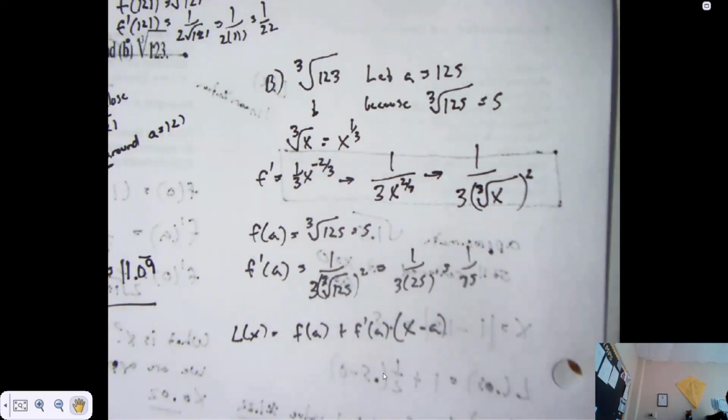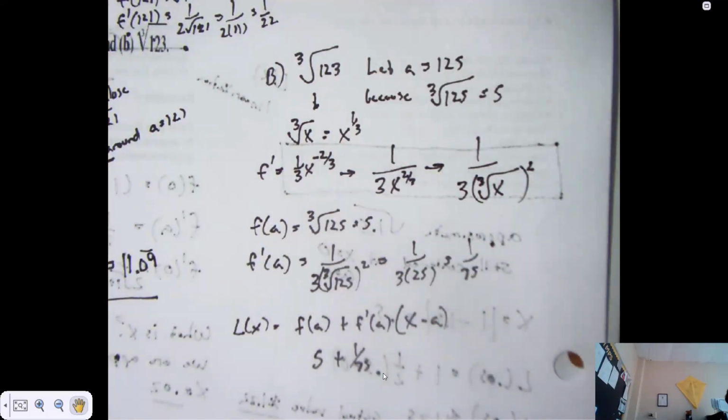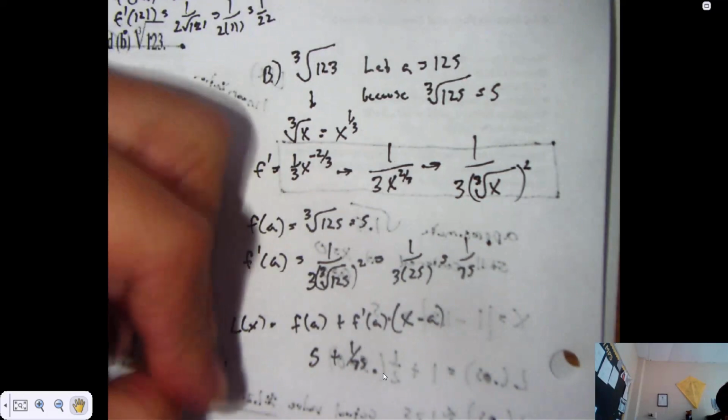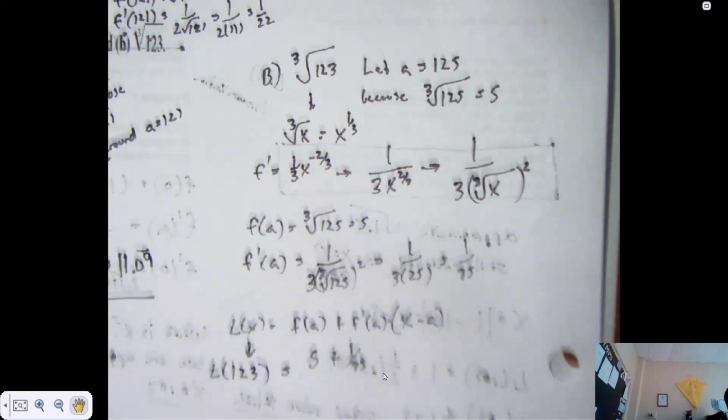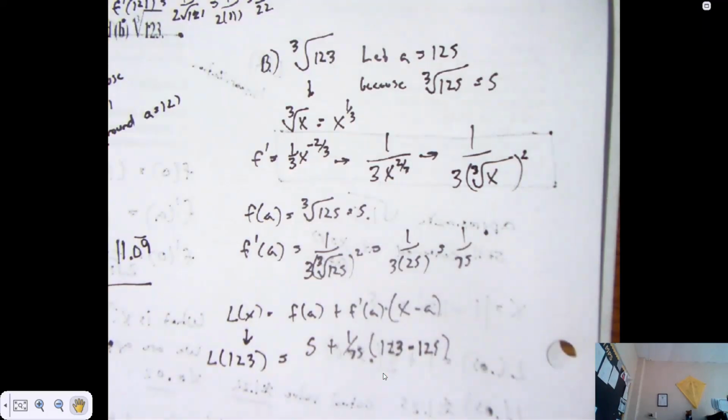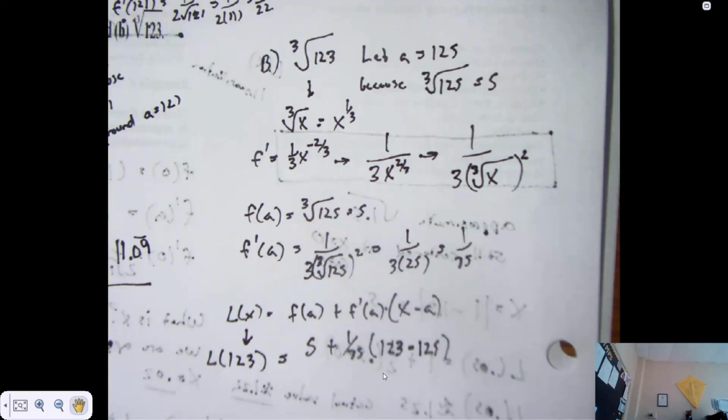All right. What do we replace F of A with? 5. How about f prime of a? 1/75. That's right. What's our x value? It's the number you were actually curious about in the first place. So we're finding the linearization of 123, the approximation of 123. So here I have 123 minus 125. Now, when I do the cubic root of 123, I do expect it to be a little less than 5, don't I? I need a minus sign there, don't I? So this is going to force that negativity. 123 minus 125 is a negative 2. So this is 5 minus 2/75.